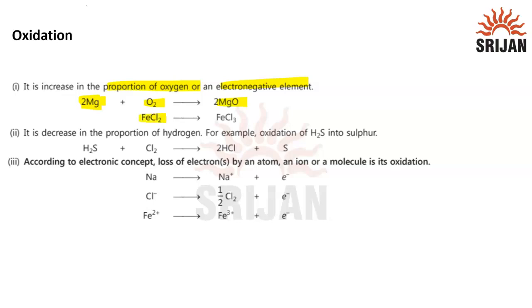Similarly, FeCl2 on reacting with chlorine will give us FeCl3. Now the electronegative atom, basically which is chlorine, has increased, so we will say that FeCl2 is oxidized.